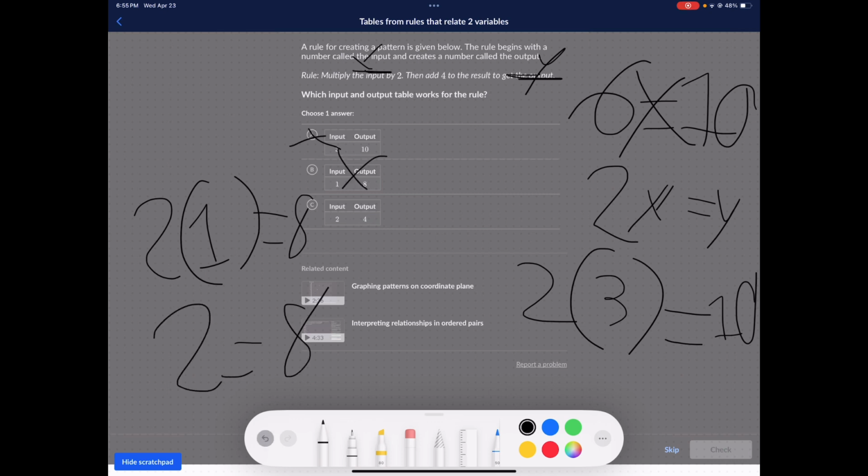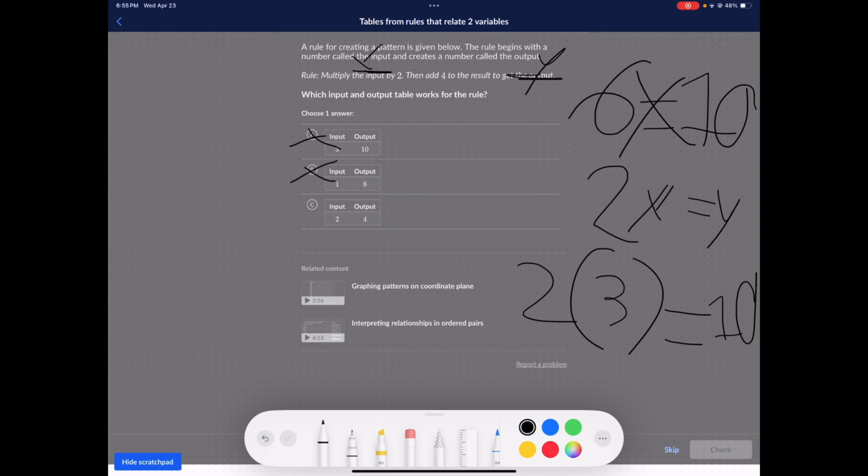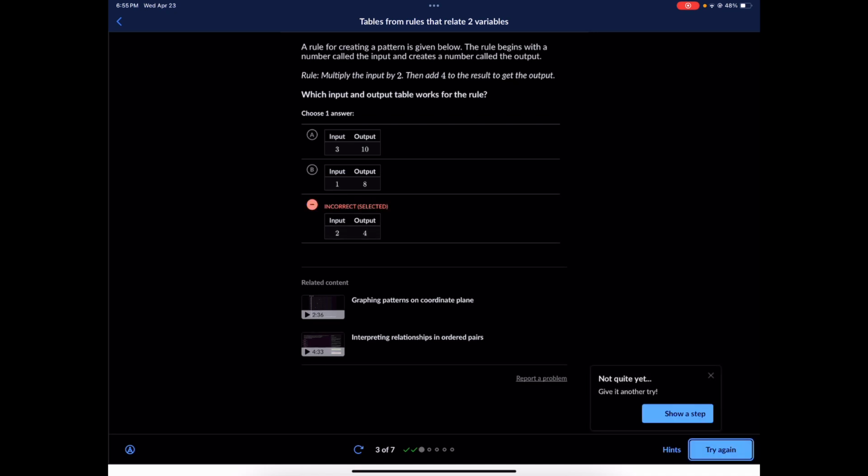So now we take our final value. So this is wrong. So we have 2 times 2, which is 4. So is 2 times 2 equal to 4? Yeah, 4 is equal to 4. So that means that C has to be our best answer. Now, if you need help, go ahead and ask me.